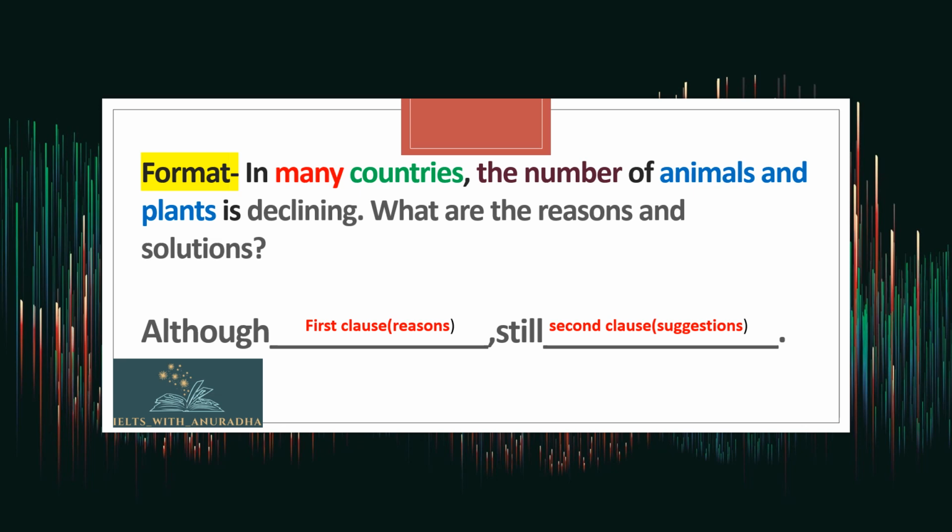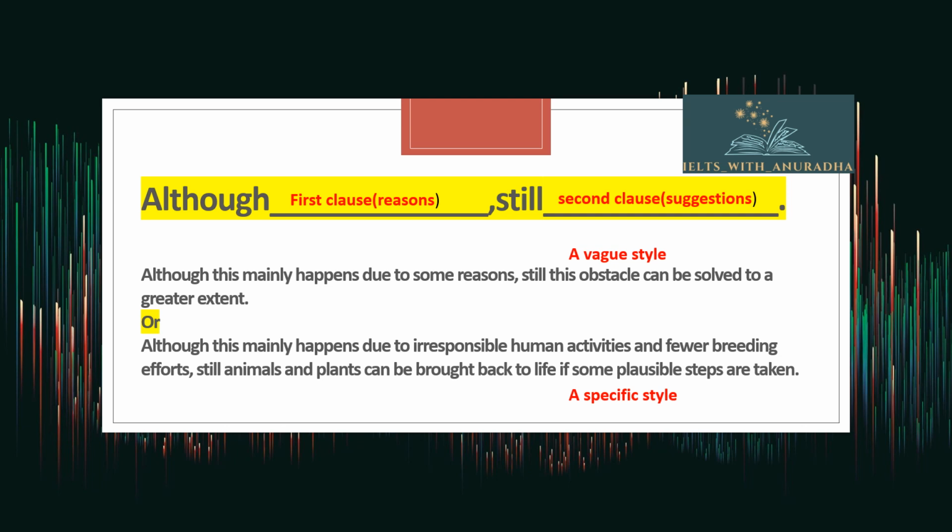Now let's try to form the thesis statement. So we will write either although, this mainly happens due to some reasons, but still this obstacle can be solved to a greater extent. Well, this is the first way that you can use in writing tasks, and also I would recommend this way only to those students who are aiming only for band 6, because it's a vague style. This means you are not specifying the ideas in the introduction.